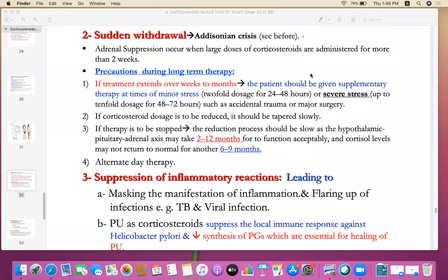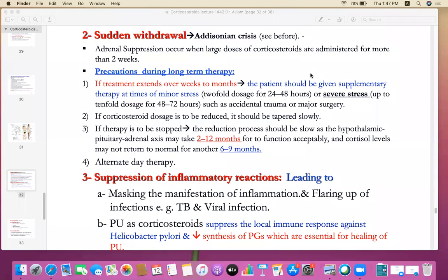Adverse effects of the corticosteroids. The second one is sudden withdrawal. Sudden withdrawal leads to the Addisonian crisis or adrenal crisis.